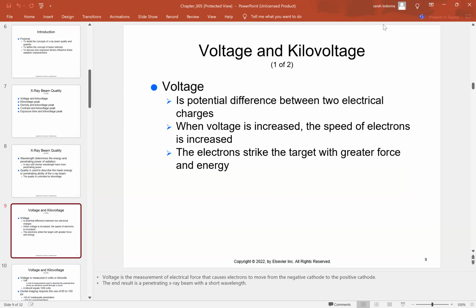Voltage and kilovoltage. Voltage is the potential difference between two electrical charges. When the voltage is increased, the speed of electrons is increased. The electrons strike the target with greater force and energy.